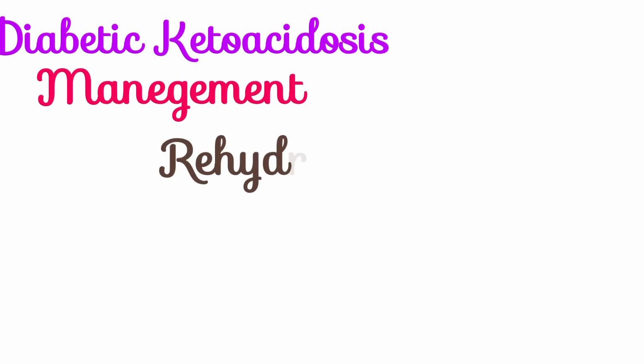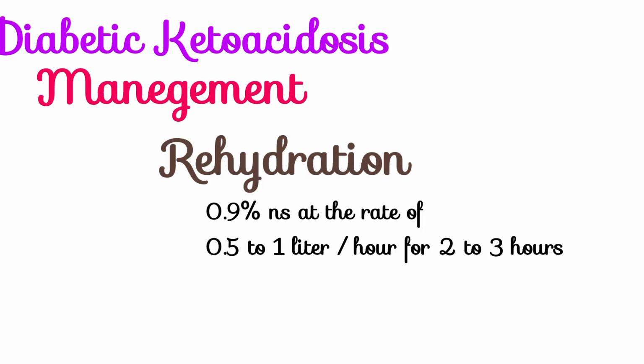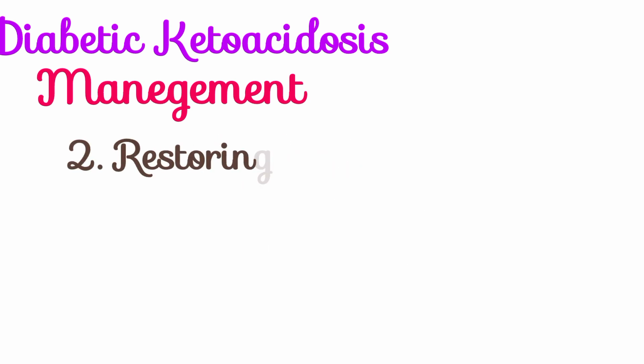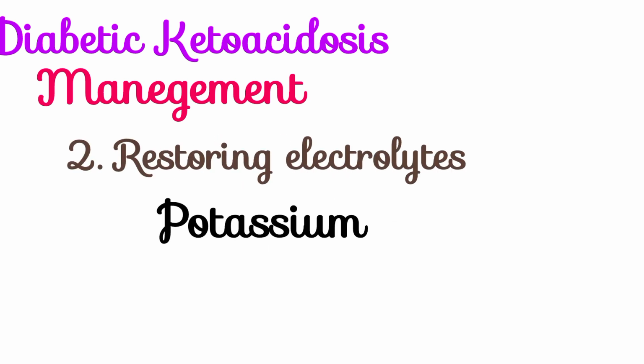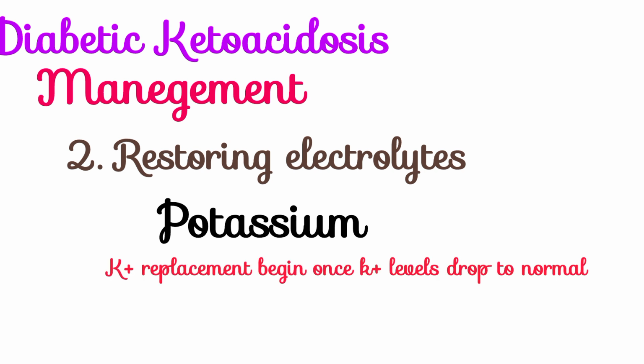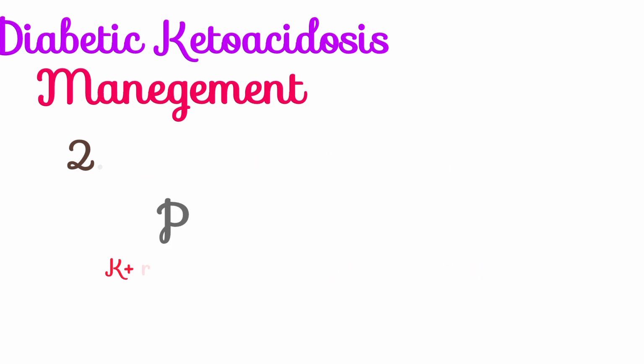For rehydration, initially we use 0.9% normal saline, usually at the rate of 0.5 to 1 liter per hour for the first 2 to 3 hours. In restoring electrolytes, the major electrolyte of concern is potassium. Because a patient's serum potassium level may drop quickly as a result of rehydration and insulin treatment, potassium replacement must begin once the potassium level drops to normal in patients with diabetic ketoacidosis.